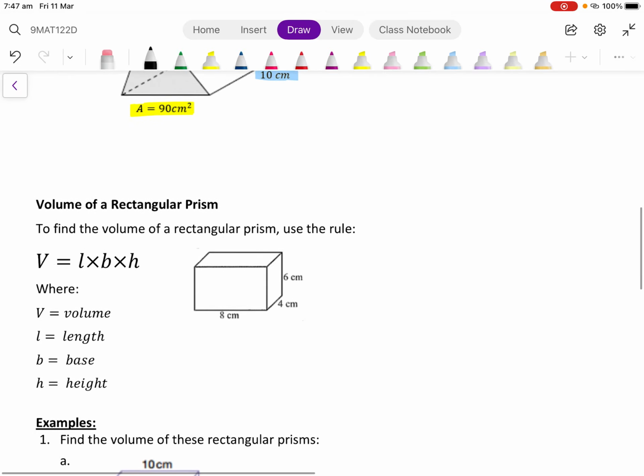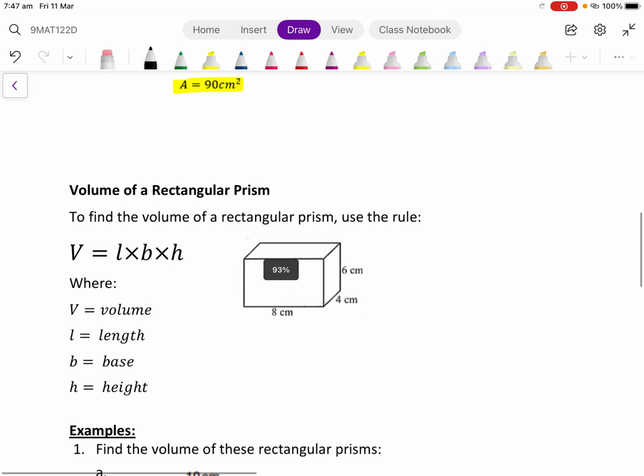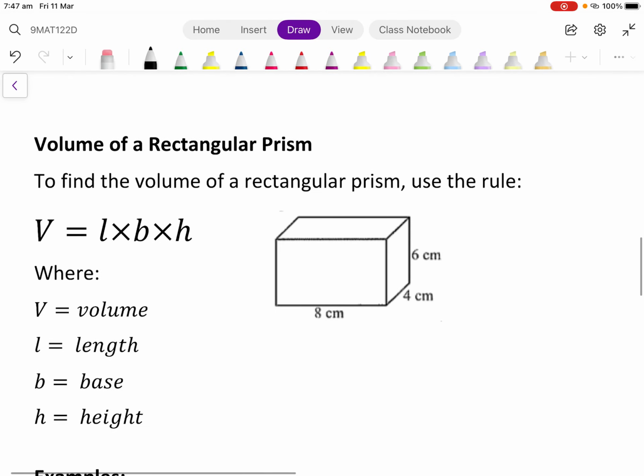Now what we're going to look at is the volume of a rectangular prism. So to find the volume of a rectangular prism, we use the rule V equals our length times our breadth times our height. Okay, this is where our V equals our volume, our L equals our length, our B equals our base or our breadth, and our H equals our height.